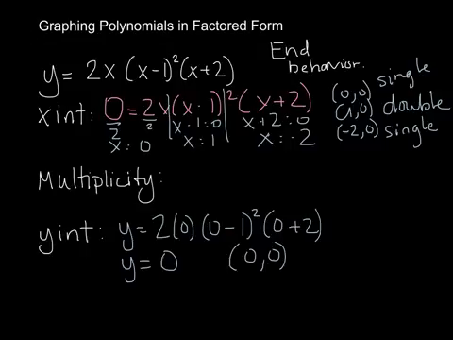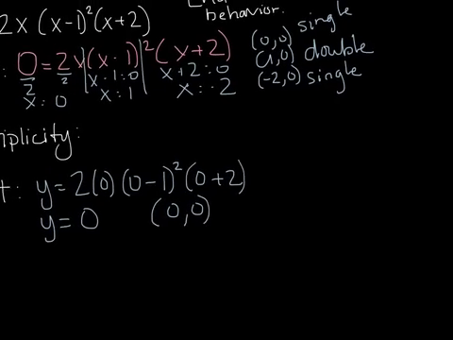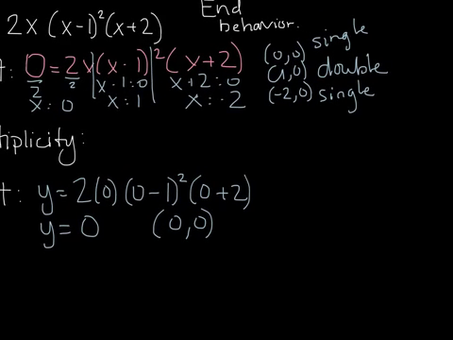Okay, and so if we put all that together, we should be able to create the graph. Let me slide this over a little bit so I have enough space. So we had a (0, 0) x-intercept, a (1, 0) x-intercept, which is a double, and a (-2, 0) x-intercept. (0, 0) is also the y-intercept.